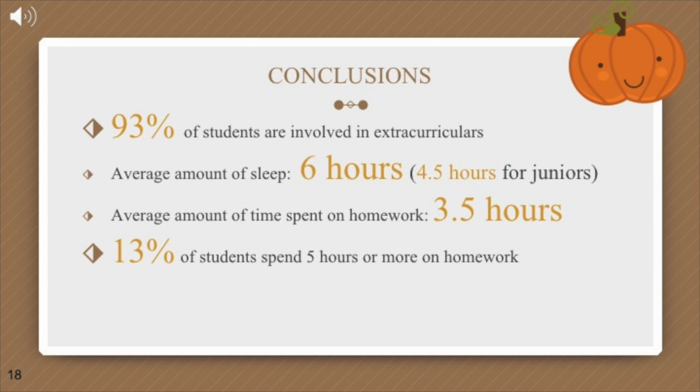Nearly everyone interviewed did some type of extracurricular, only 7% did not, and the majority report doing more than one. The average amount of sleep our students get is also quite low, at around 6 hours a night. The junior grade level had an average sleep time of 4.5 hours per night. 13% of our students spend upwards of 5 hours on their homework. We did get answers as high as 8.5 hours of homework and 1.5 hours of sleep.